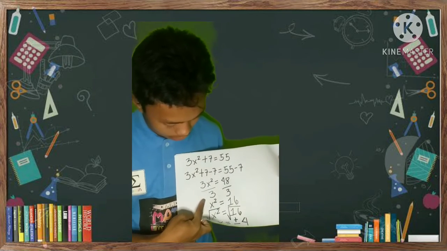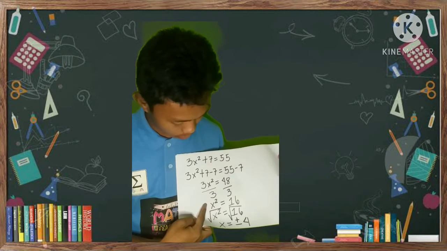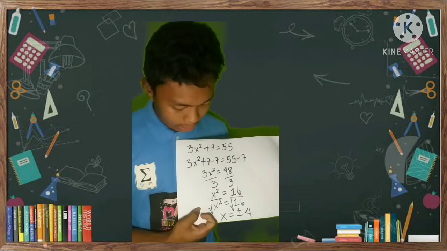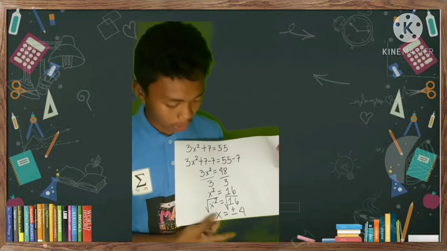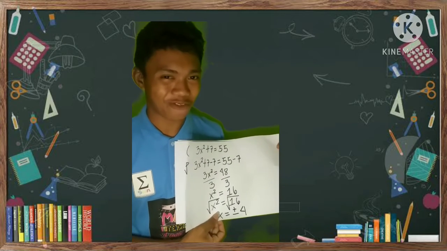So we need to divide it by 3 to remain with x squared. Divided by 3, x squared is equal to 16. Then x is equal to the square root of 16. So our final answer is x is equal to positive and negative 4.